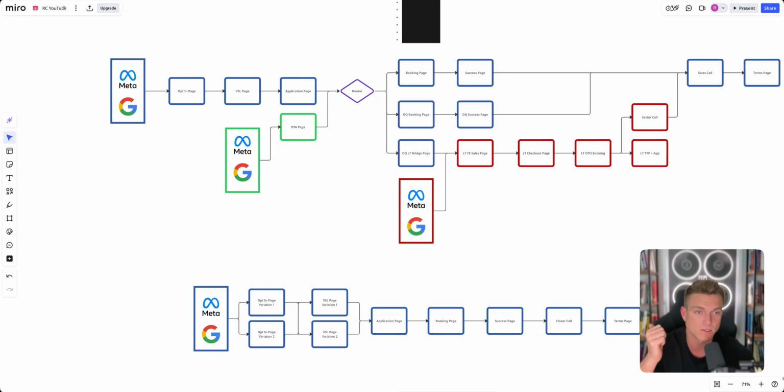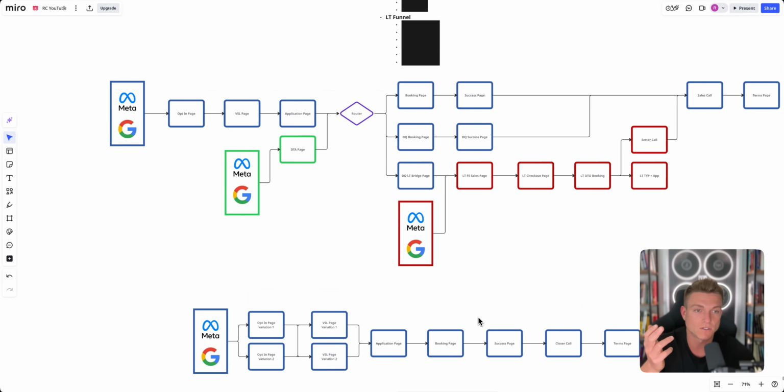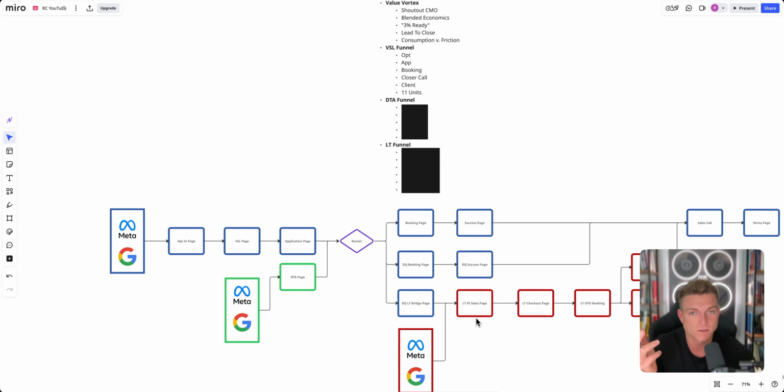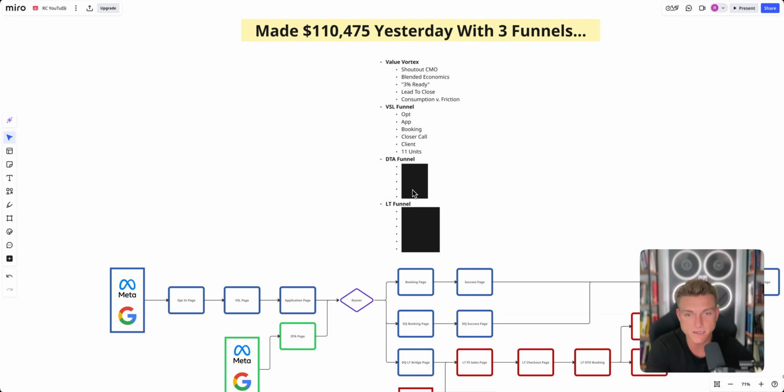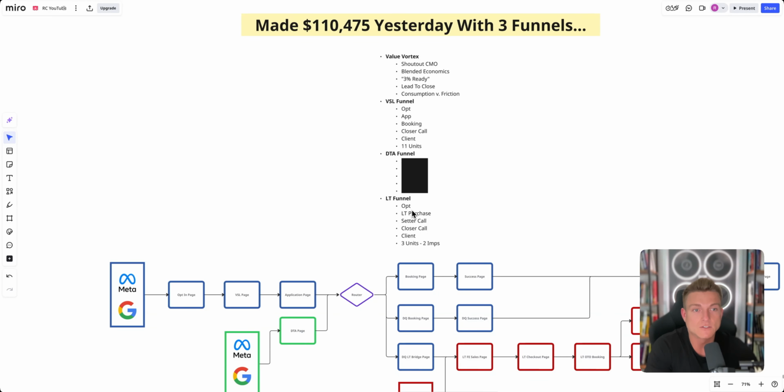We did 70 million through this funnel, so clearly we like it. But we also were kind of dumb and didn't do these other ones. So DTA funnel, we're going to come back to low ticket funnel. This one is crushing for us. We should have done this a long time ago.